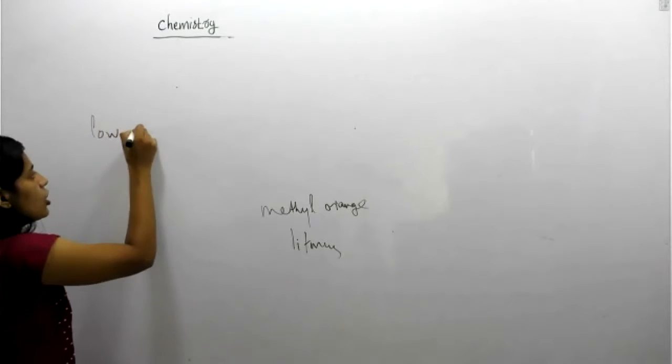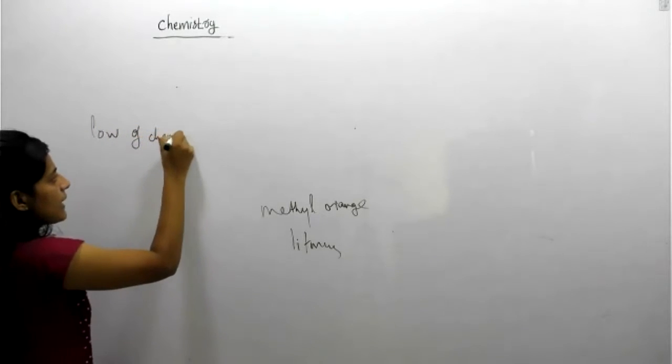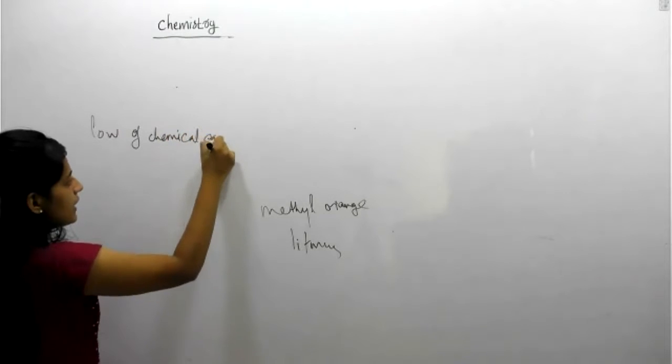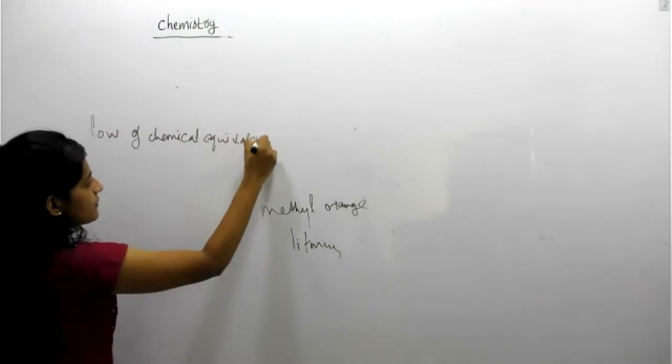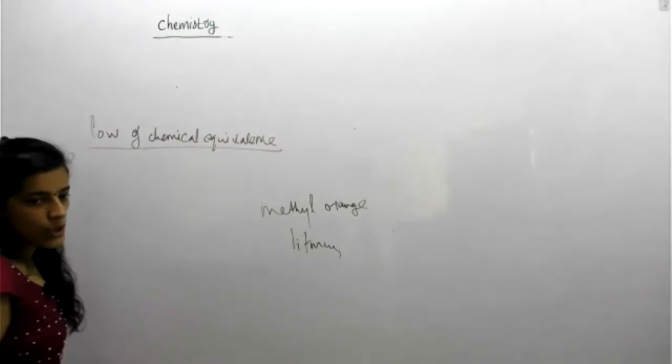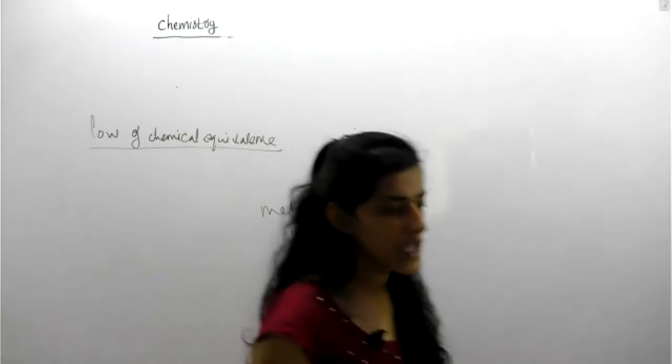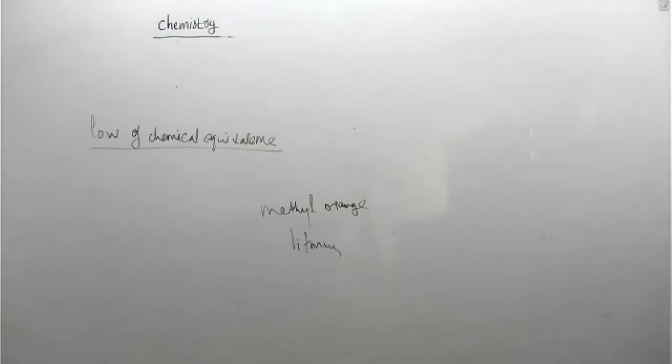One small law is there. Law of chemical equivalence. This is the last point. According to the law of chemical equivalence, it states that in any chemical reaction, the equivalents of all the reactants and products must be the same.